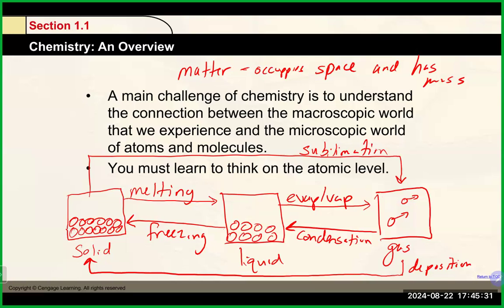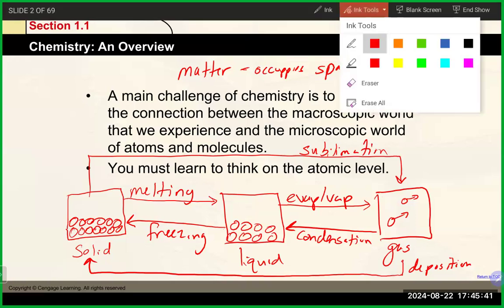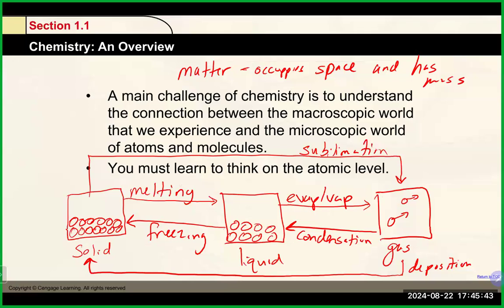So a lot of what we also deal with in chemistry is these phase changes and changes of state that occur. So for example, here, when we talk about melting and freezing, does that occur at different temperatures or the same temperatures? It actually occurs at the same temperature.